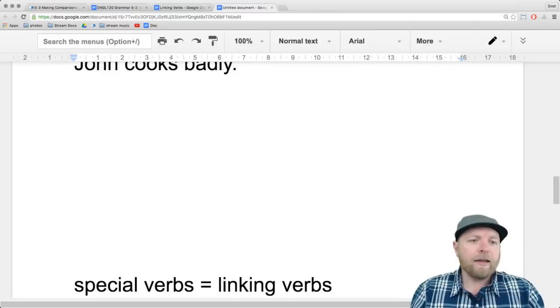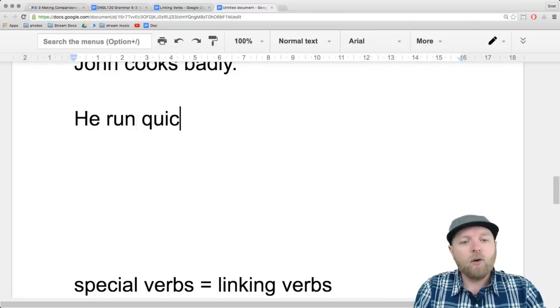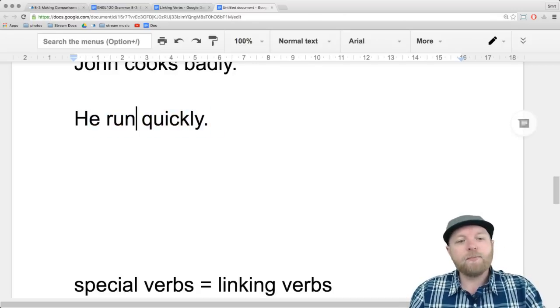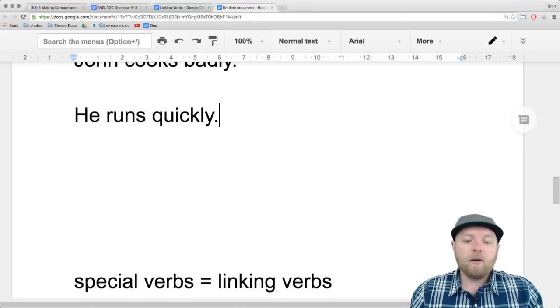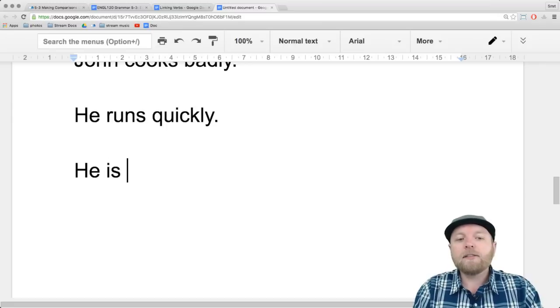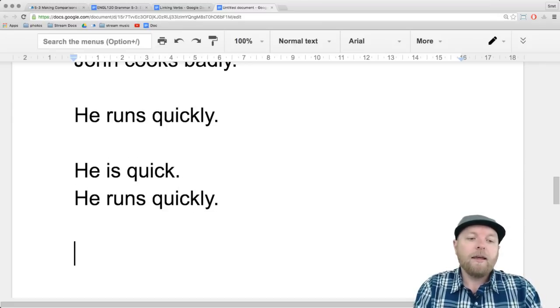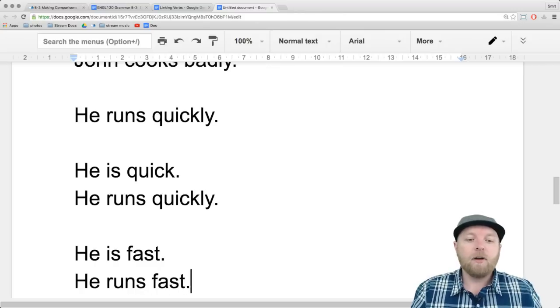He runs, be careful, right? And also Oscar, he run quickly. This is 90% correct because don't forget we need an S with run, okay? So he is quick and he runs quickly. He is fast and also, he runs fast, okay?